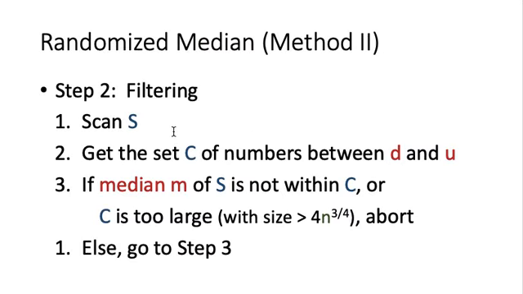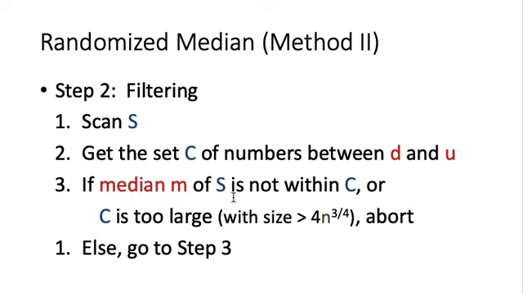Step 2 is simply the filtering step. Once we have D and U, we can get C, which is the numbers between D and U. Now once we do this filtering, comparing each item of S with D and U, we can easily check whether the median of S is within C or not. If it is not within C, then we are failing.